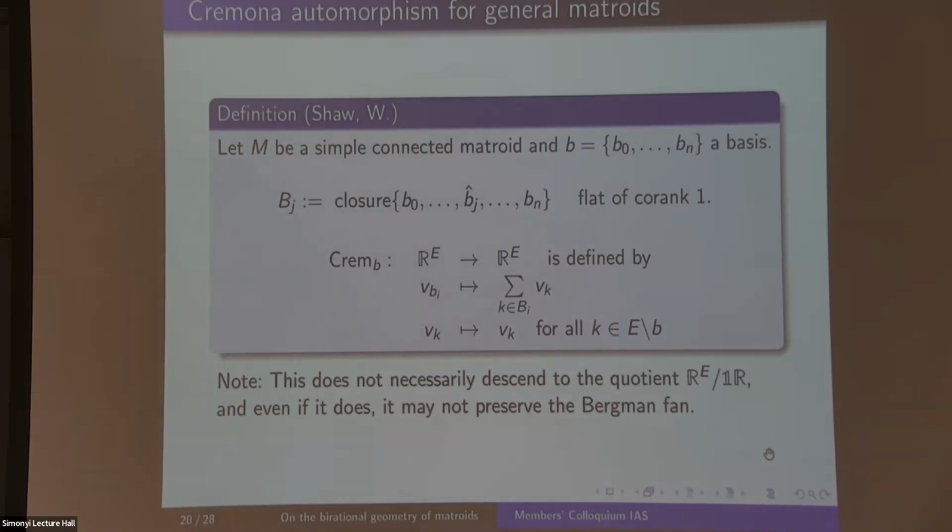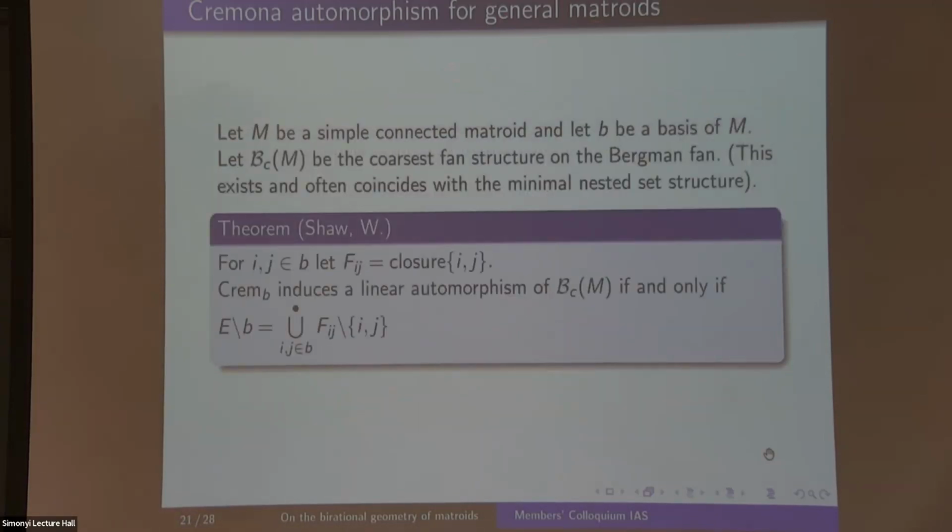Okay, and this is a linear map. Everybody is allowed to write down linear maps. And in general, if you take any stupid basis, this will not give much. It need not even descend to our quotient, and it need not even preserve the Bergman fan as a set. Yeah? But we give a criterion for when it does.